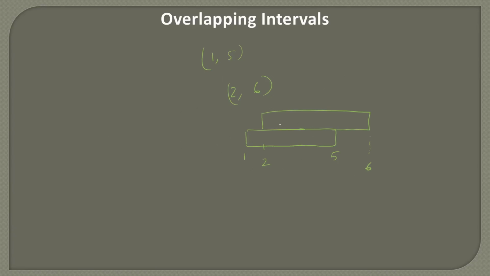Here, this is the first interval with 1, 5 and this is the second interval with 2, 6. If you look closely, they are overlapping in this region from 2 to 5. This suggests that these two intervals are overlapping with each other in the region 2, 5.